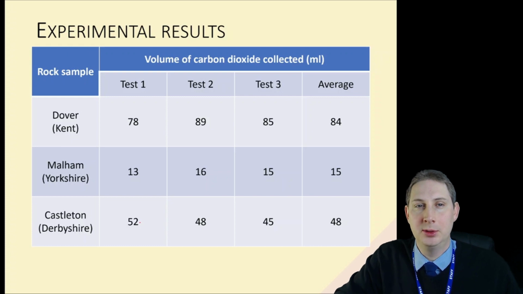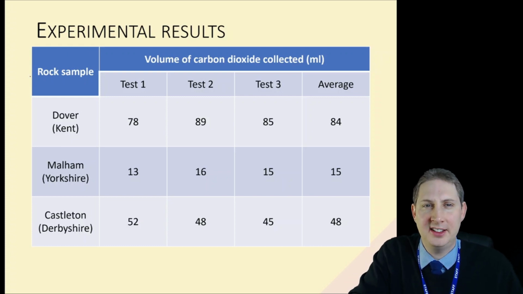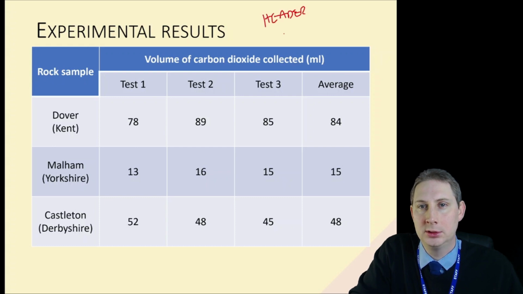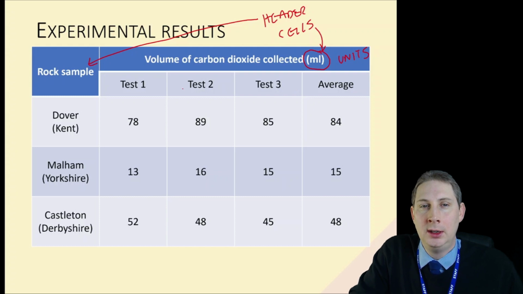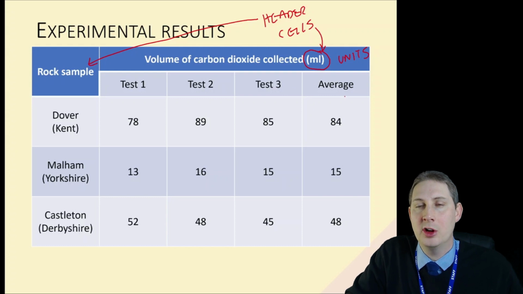Here's the results table. We've got what are called the header cells at the top, and they tell you what's in the various columns of the table. And look, volume of carbon dioxide collected in mil. This is where we put the units. We put the units at the top of the table. We've got test 1, test 2, test 3, and then we've got the average on the right hand side.